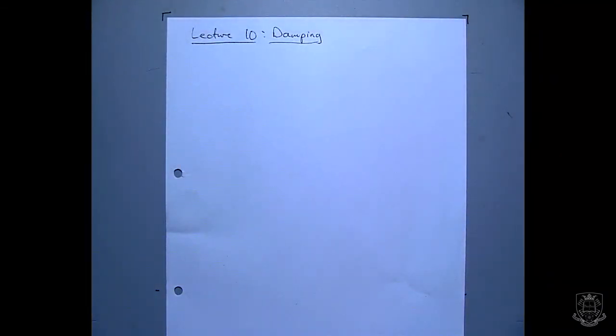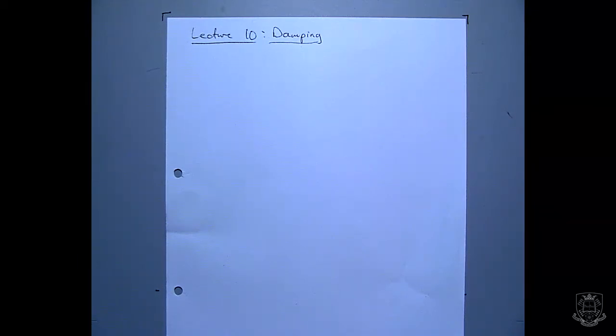Okay, so let's get going. Today we're going to talk about damping. We've already had one lecture where we talked about the logarithmic decrement, free vibration damping and the decay that we had in our free vibration system. So today we're going to talk about some of the other forms of damping that we see in our vibration systems.